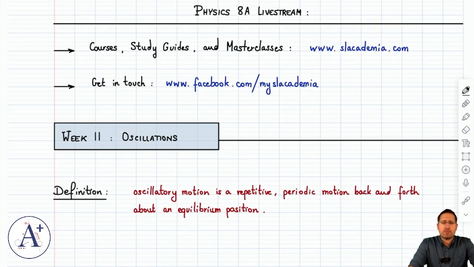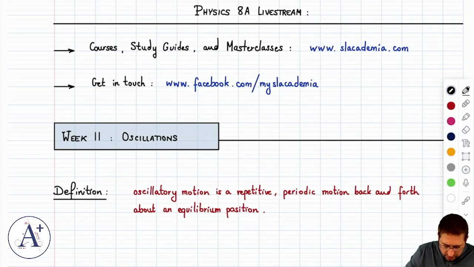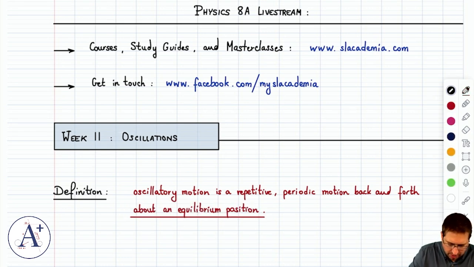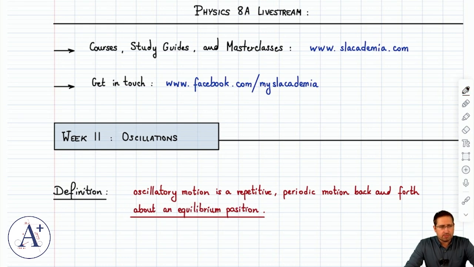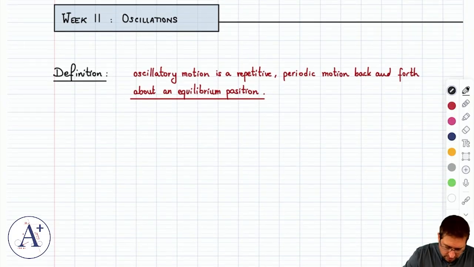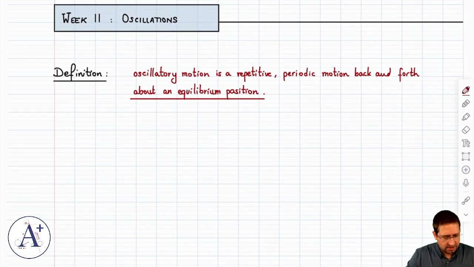Oscillatory motion is a repetitive, periodic motion back and forth about an equilibrium position. Okay, this is really important. There has to be an equilibrium position about which oscillations take place. And with that said, what we need to do is we need to be a bit more specific about what we mean by oscillations. So let me try to do this as generally, but also as simply as possible.